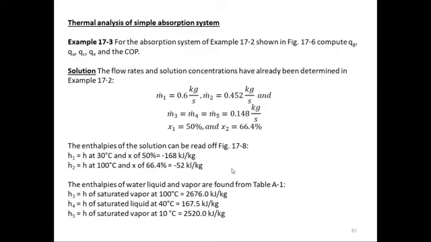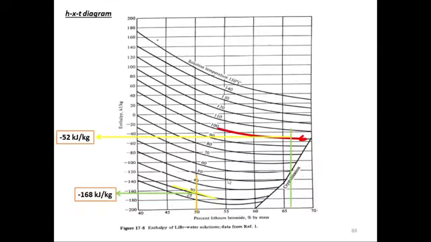M dot, where is that? Here you go. M dot 3, 4 and 5, they are 0.148 kilogram per second, and x1 is 50% and x2 is 66%, as we determined previously. The enthalpies of the solution can be read off figure 17-8. This is the HXT diagram, this diagram.